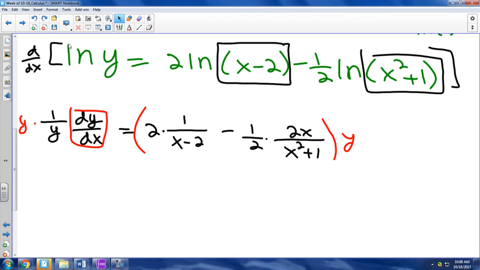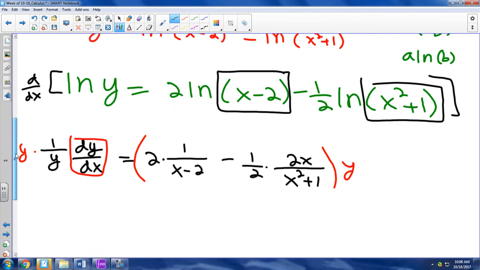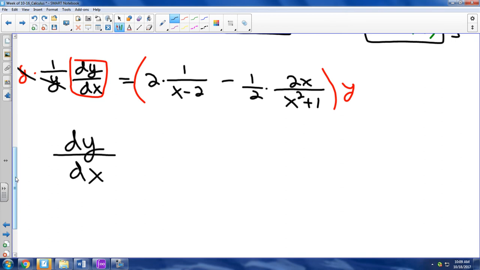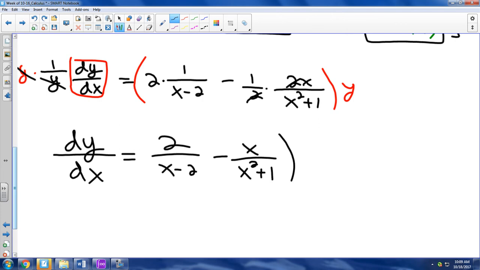Okay, so that's really it. We can simplify a little bit real quick, but these y's are canceling out. These y's are really canceling out at that point, right? And you have dy/dx, the derivative, the slope of the tangent line, the change in y over the change in x, is equal to, I guess, 2 over x minus 2. Those can cancel, so it's negative x over x squared plus 1, all times y.